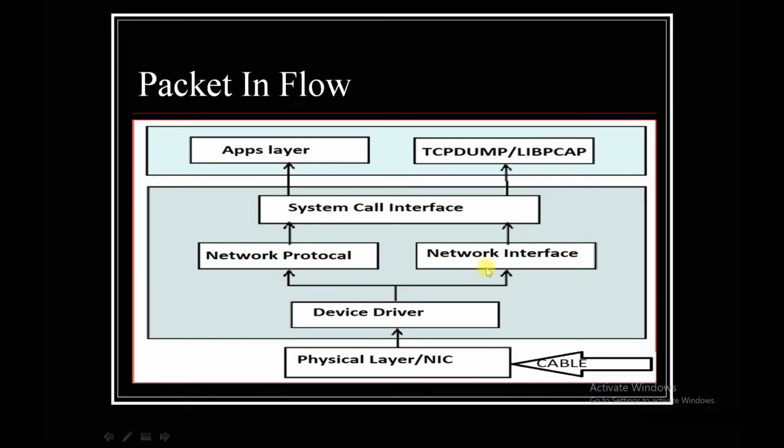And second thing, if tcpdump or the libpcap library is working, then it will go and duplicate here. So basically the original data will be sent to the respective application in the user layer or application layer, and the duplicated data is sent to tcpdump or libpcap for capturing. Okay, so this is incoming data, how data is received.